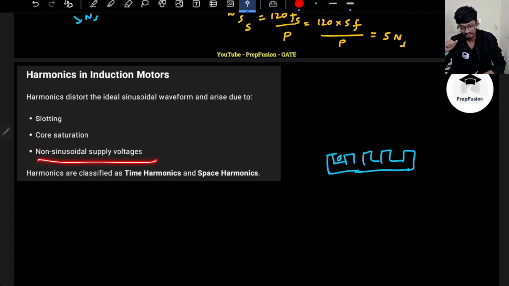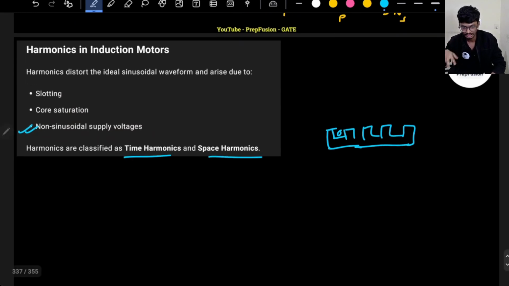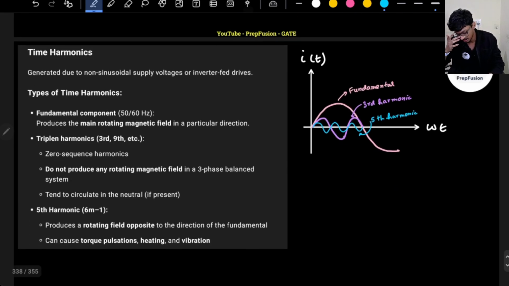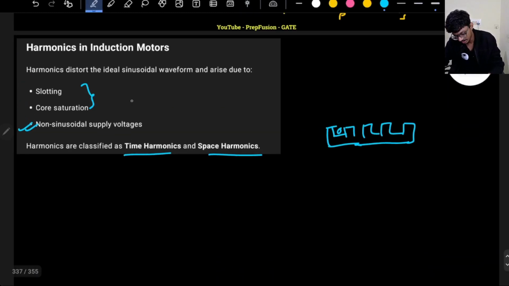Okay, and if the supply voltage itself is non-sinusoidal, then how can you expect a sinusoidal current? This is a very valid reason, and obviously the supply voltage will have some harmonics. It will not be purely sinusoidal, it will always be the case. You cannot totally generate a pure sinusoidal wave. Okay, so as I have discussed, they are classified into space and time harmonics. Time harmonics we have already discussed, generated due to non-sinusoidal supply voltages. The other two reasons will fall under the category of space harmonics.